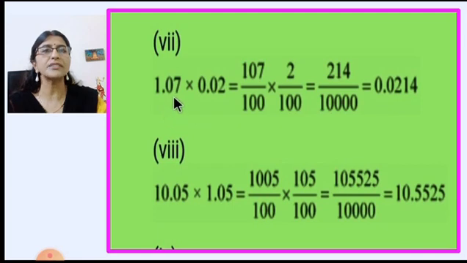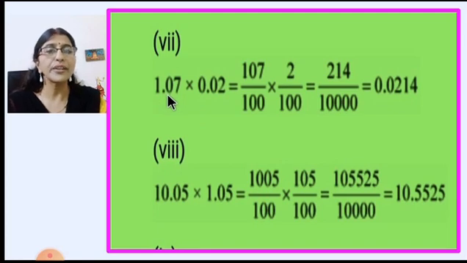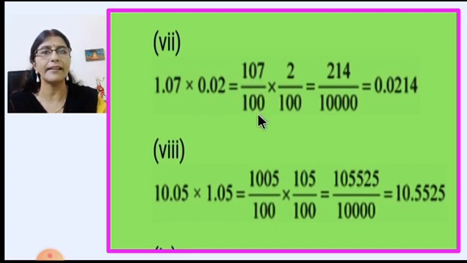So 1.07, here you can see it has two decimal places. So first you have to remove the decimal point. To remove the decimal point, we have to multiply the numerator. Here there is nothing, we can write 1 in the denominator. Both numerator and denominator have to be multiplied by 100. So when you multiply this by 100, the point will be removed. You will get the whole number 107, and in the denominator you will get 100.